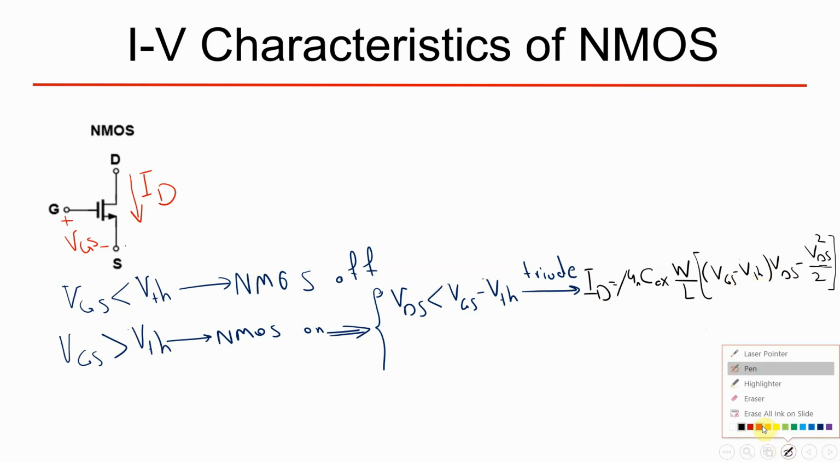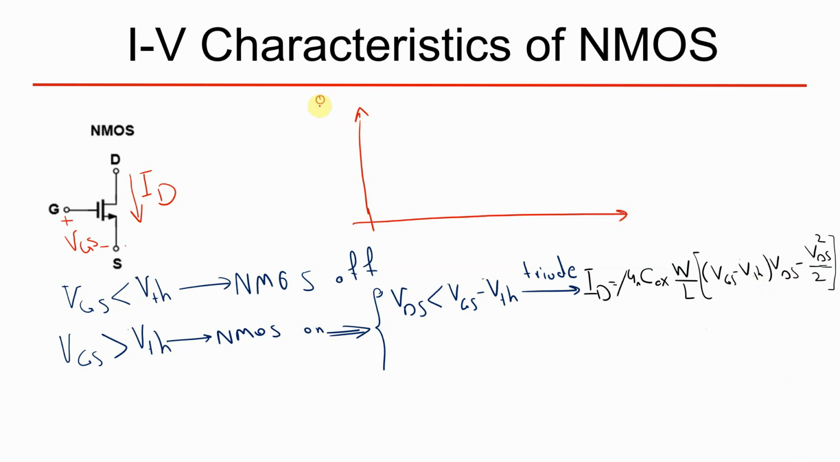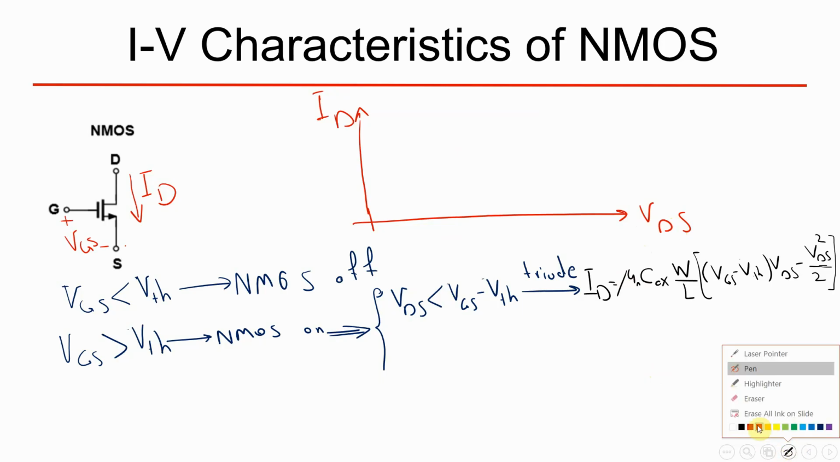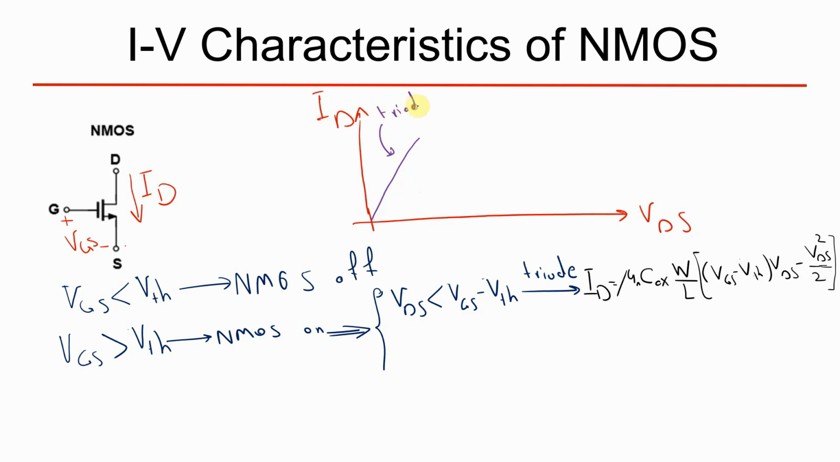And if we are about to draw drain current versus drain source voltage, we can draw the triode region as something like this. Sometimes we call it a linear region, because the relationship between drain current and the drain source voltage is almost linear. Okay, so this is the triode region.